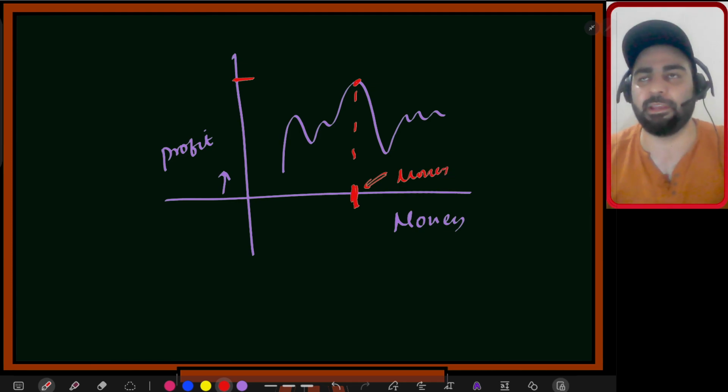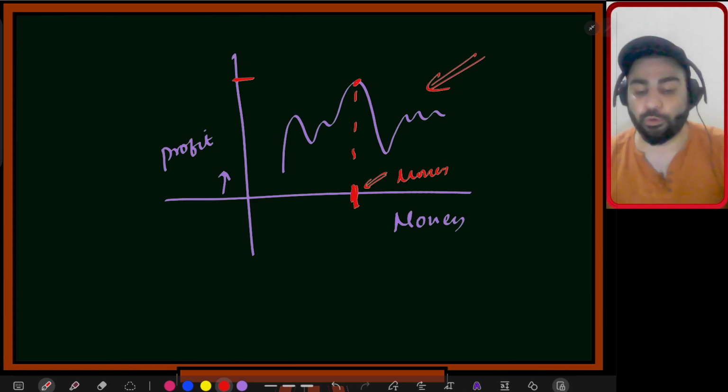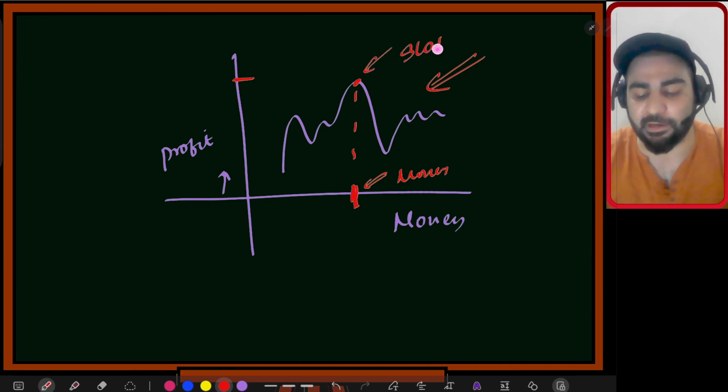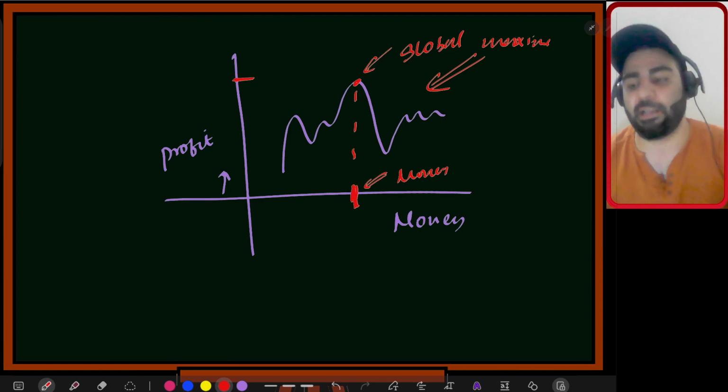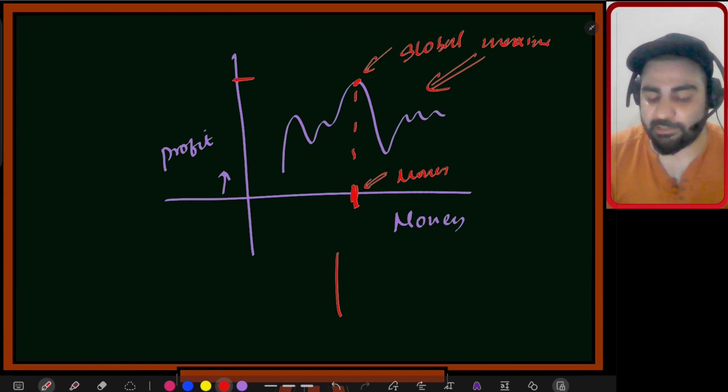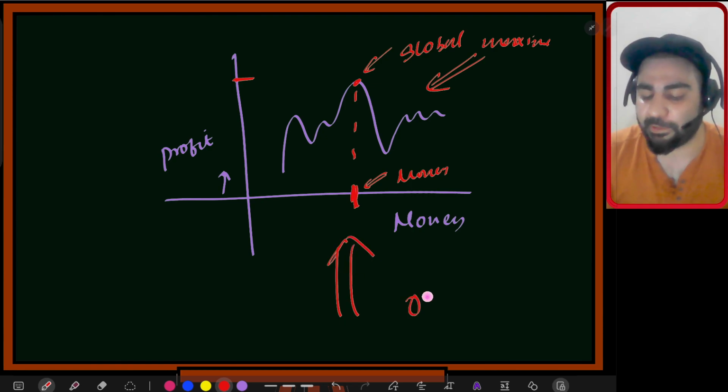There will be a function, a relation between the money and the profit, with the risk involved and everything else, and that function will somehow look like this. And you want to find this global maxima, or sometimes you want to find global minima. There is a whole field of mathematics which deals with this. That's called optimization.